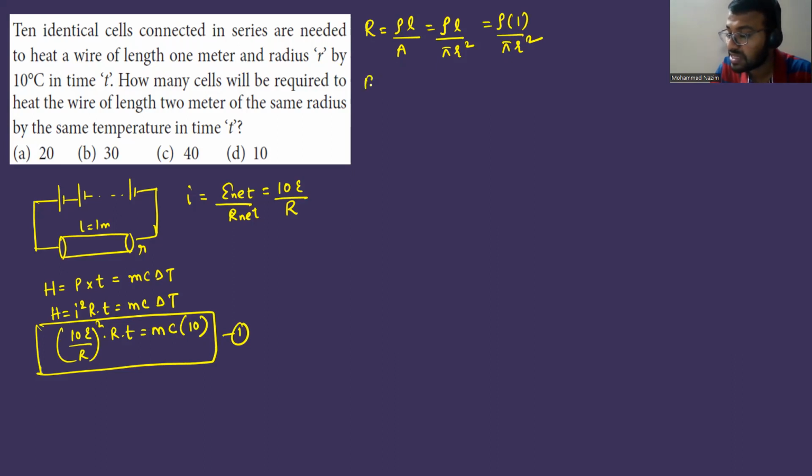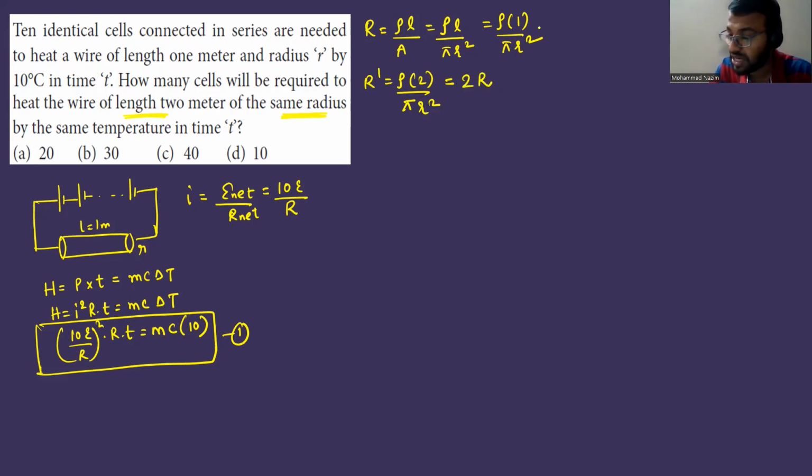See, now what will be the resistance now? Resistance will be, length will become 2 meter divided by pi into the same radius. You can see that only length is getting doubled, but the radius is the same. So pi into r square. So this is nothing but rho into 1 by pi r square, which is R. So in the second case, since you have multiplied this part by 2, the resistance is going to be 2R.